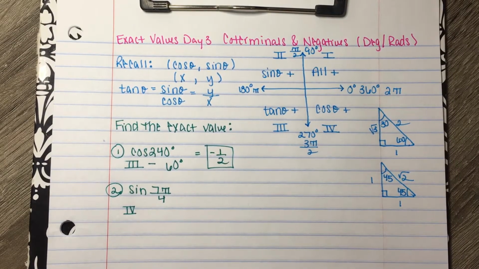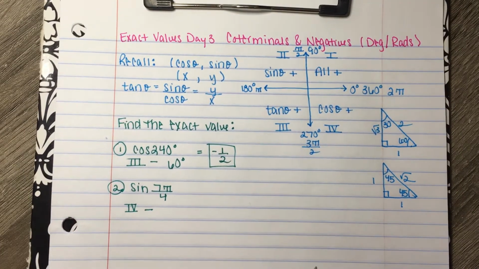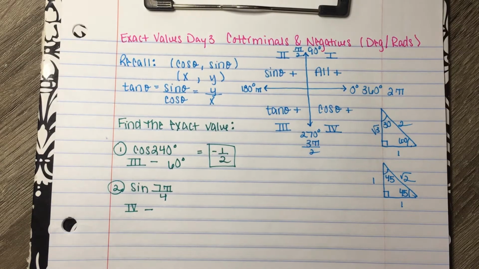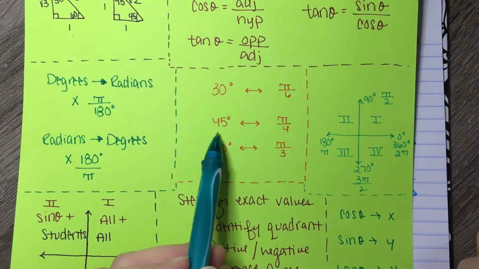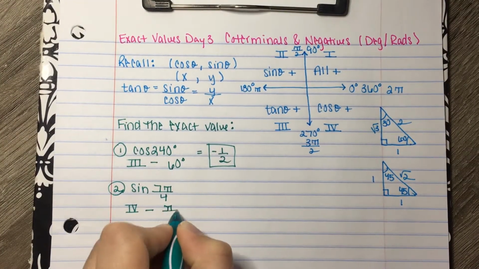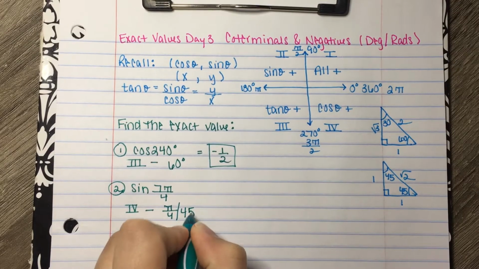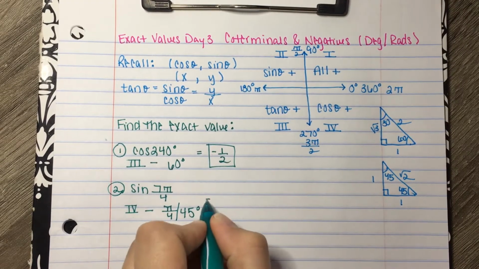All right, and then 7 pi over 4 is in quadrant 4, where cosine is positive, sine would be negative. And then we can use that beautiful green sheet that I made for you guys, and pi over 4 denominator is 45 degrees. So your reference angle is pi over 4, which is 45 degrees. So then we evaluate sine of 45 degrees, which is opposite over hypotenuse, and we make it negative.